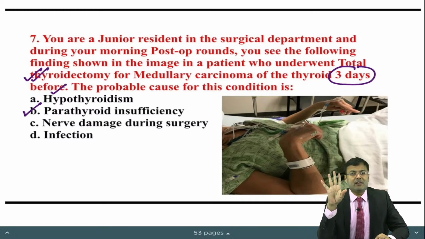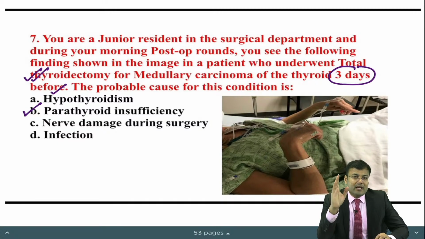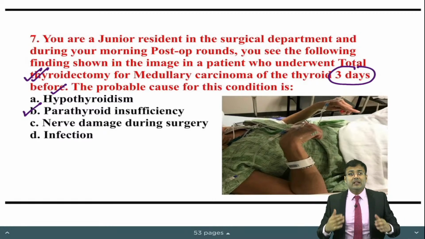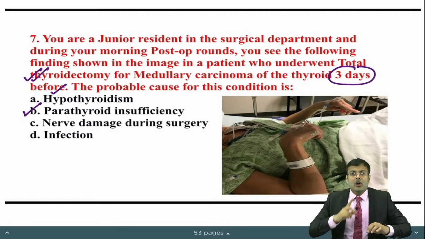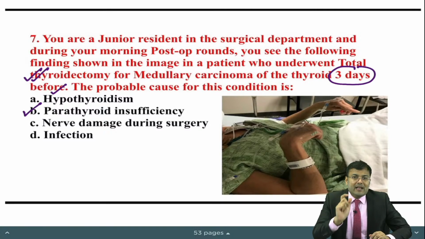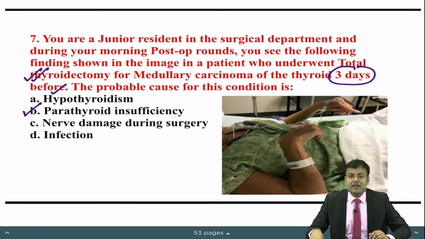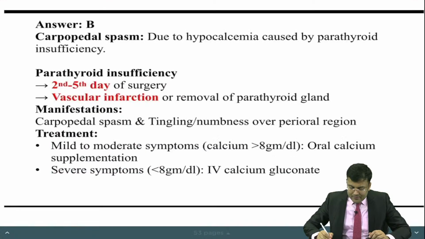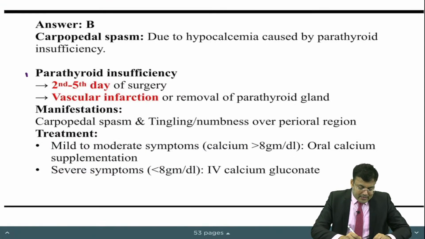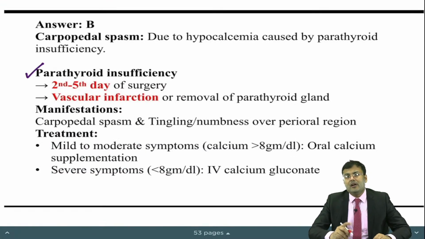Why? Because the patient is having carpopedal spasm. And what is the cause of this carpopedal spasm? Yes, this is hypocalcemia. And what is the cause of hypocalcemia? There is vascular infarction. Whenever we are ligating inferior thyroid artery away from thyroid, there is vascular infarction. And generally on which day this parathyroid insufficiency is seen? This question is asked. It is seen on 2nd to 5th day of surgery.